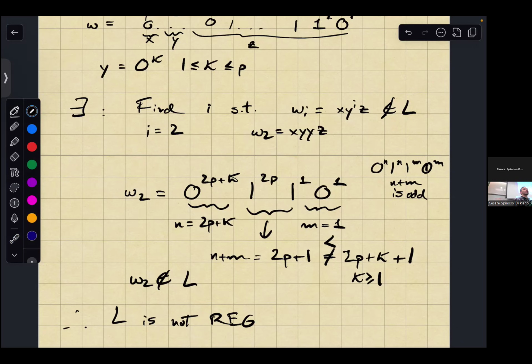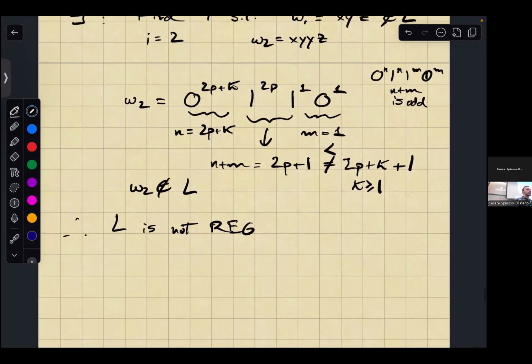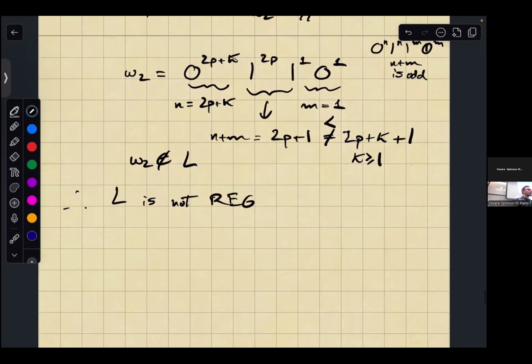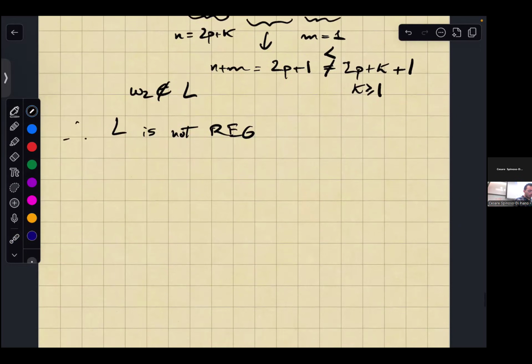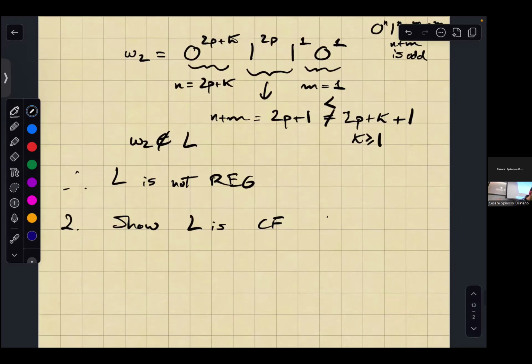I'm going to scroll down a little bit. Okay, so now I also need to show that L is context-free. And a reminder, L is 0^n 1^n 1^m 0^m, where n plus m is odd.